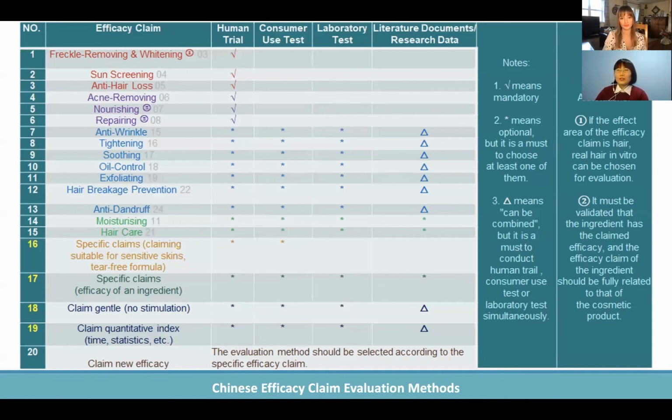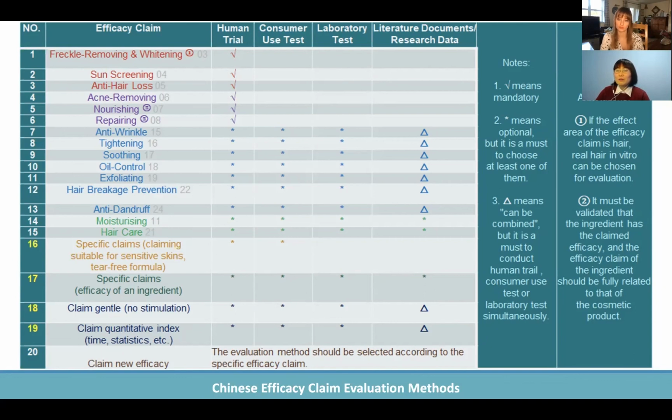Yes, sure. This is actually translated into English from one of the Chinese regulations, a subsidiary regulation. On this screen, you can see there are a few symbols. The tick symbol means a human trial is mandatory. For those claims, if you claim them, you have to do the human trial. The other one is the asterisk symbol. The asterisk symbol means the test is optional, but you have to choose at least one of them, which is much less strict. And the other one is the triangle.